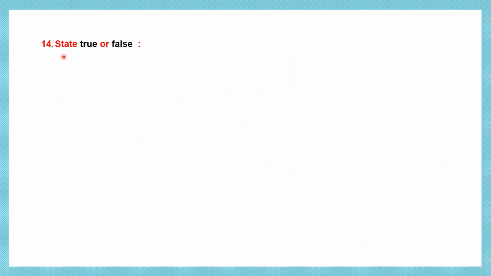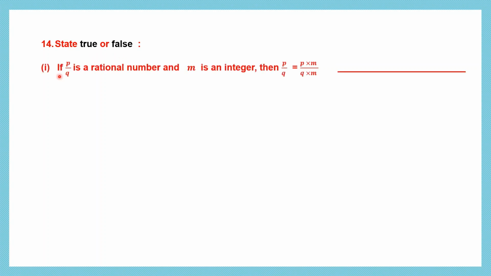Question 14. State true or false. Question 1. If P by Q is a rational number and M is an integer, then P by Q is equal to P into M by Q into M. So we have to say whether this statement is true or false. So we have to work it out to find that out, isn't it? Now P by Q is a rational number. Let's say P by Q is 3 by 4, where 3 is equal to P and Q is equal to 4. So 3 by 4 is a rational number and M is an integer.